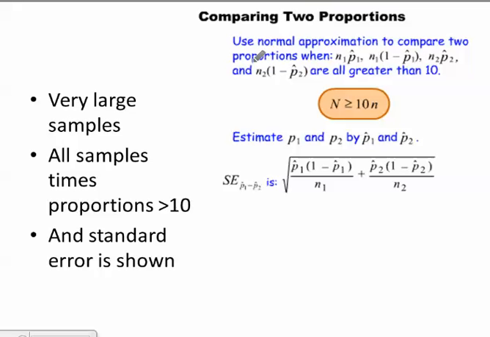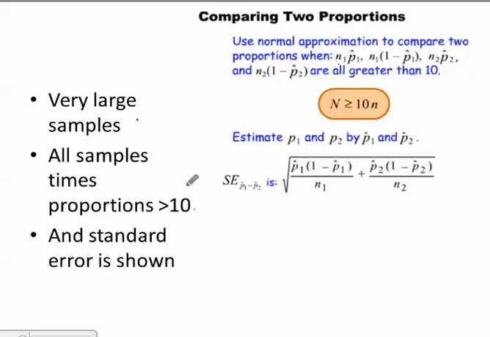When you're comparing two proportions, use a normal approximation. You always need to make certain that n1 times p1 hat, n1 times 1 minus p1 hat, n2 times p2 hat, and n2 times 1 minus p2 hat are all greater than 10. Here p1 hat and p2 hat are the estimates for p1 and p2. So you have to make certain that you've got large samples.